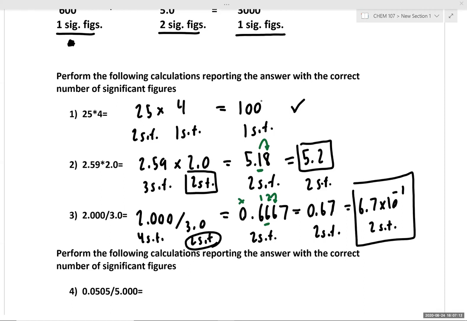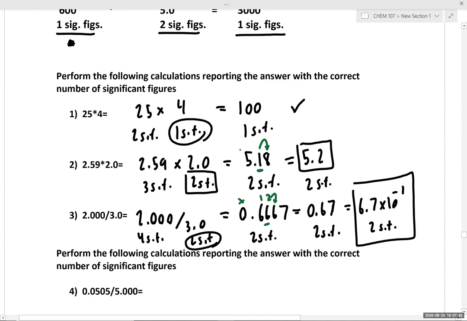So just as a recap. First and foremost, when you multiply numbers, you retain the least number of significant figures from the 2 values that you multiply or divide. In the first example, we didn't have to do any rounding because 25 times 4 gave us 100, which has 1 sig fig. For the second example, 2.59 times 2.0, we have a number with 3 sig figs times a number with 2 sig figs.